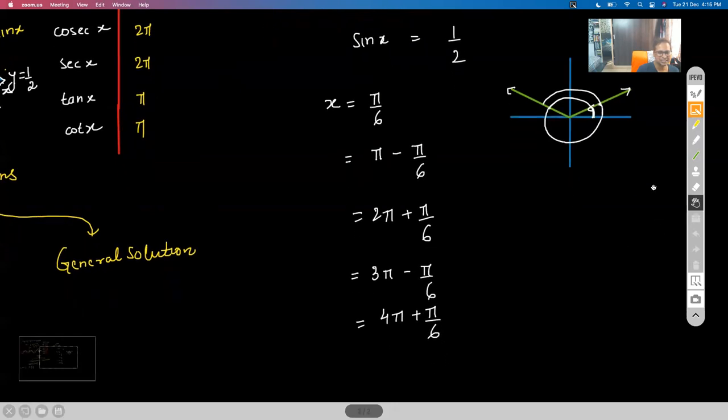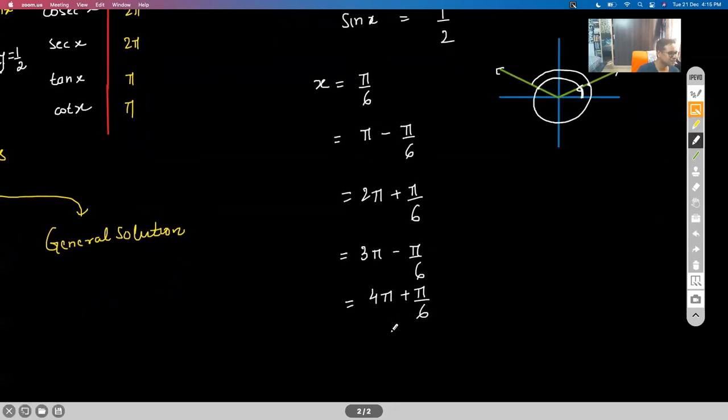Next one, tell me. Write down, everybody write down in the chat box. Next one. Right, 5 pi minus pi by 6. Very good, Shivan, Venkat, Harshita. Okay, next one. 6 pi plus pi by 6.